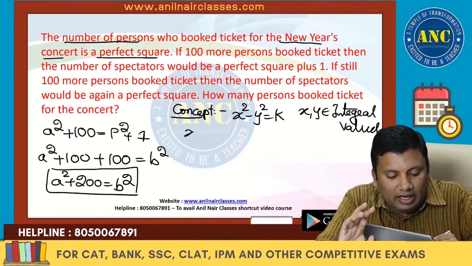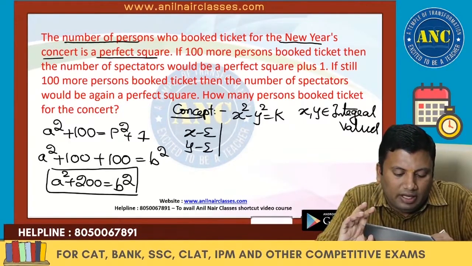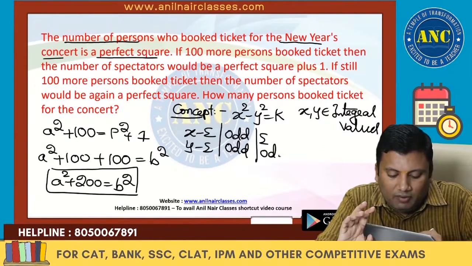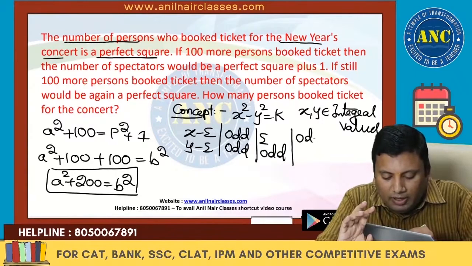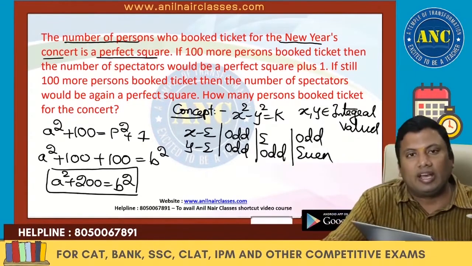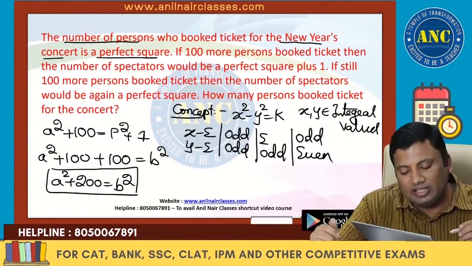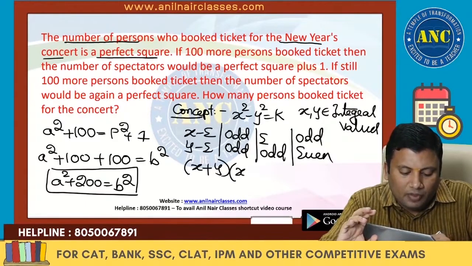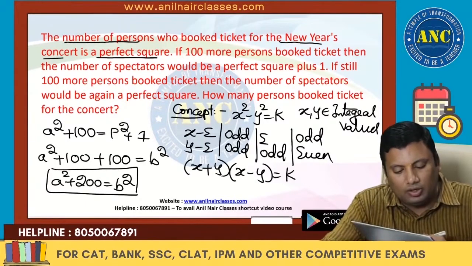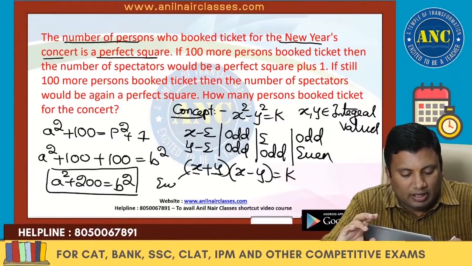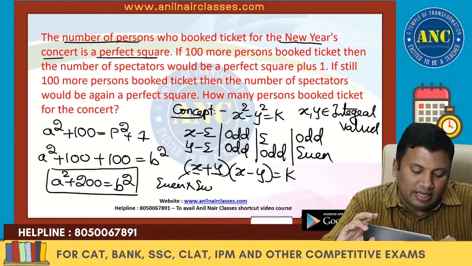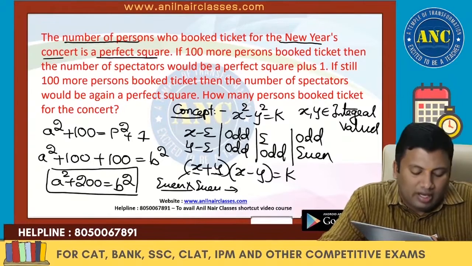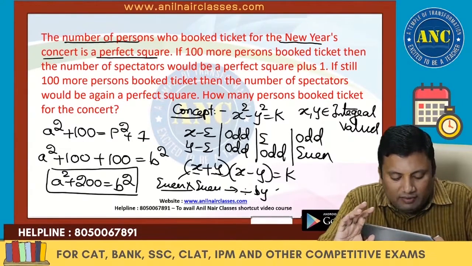If x and y are integral values, either x is even and y is even, or x is odd and y is odd, or x is even and y is odd, or x is odd and y is even. These are the 4 cases in integers. So x square minus y square is x plus y into x minus y, equal to k. Even plus even is even, even minus even is even. Two even numbers are multiplied. Any even number is of the form 2k1, so 2k1 into 2k2 is divisible by 4.